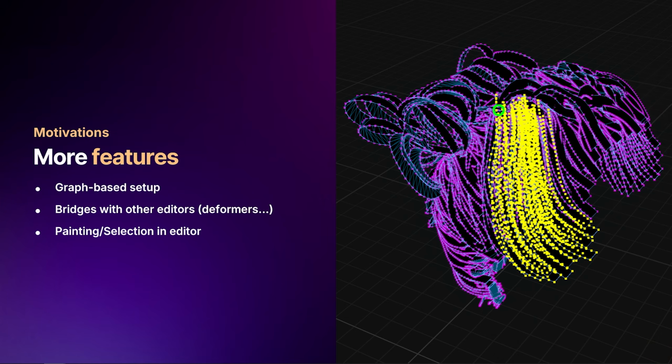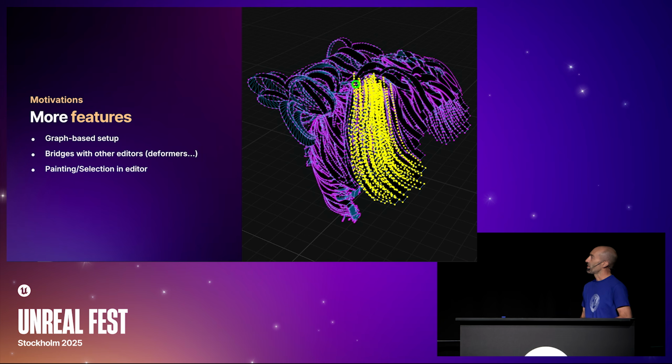We wanted to have more features as well. Sometimes, for example, we had a project with a simulation where we wanted a part of the Groom to be stiffer in front and softer at the end. Unfortunately, it was not really possible. We were not able to spatially select some areas and just modify them. So we wanted to introduce painting and selection into the tool, and a better bridge with other editors. We also wanted a node-based framework to give users and artists more flexibility in the way they set things up. That was one of the goals, at least.